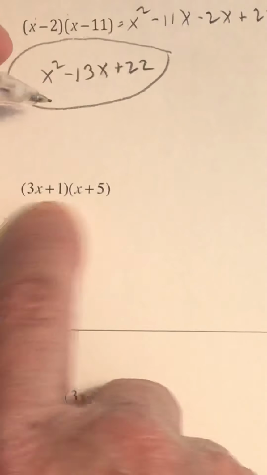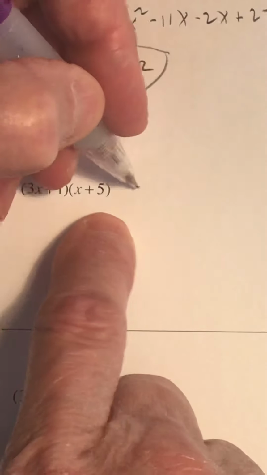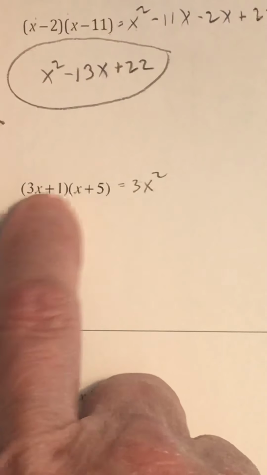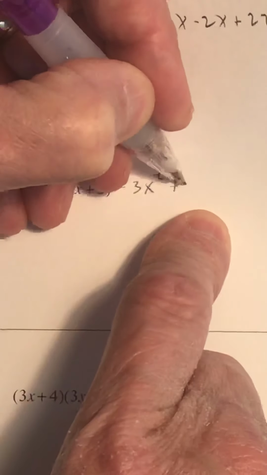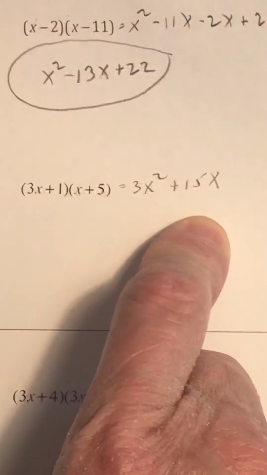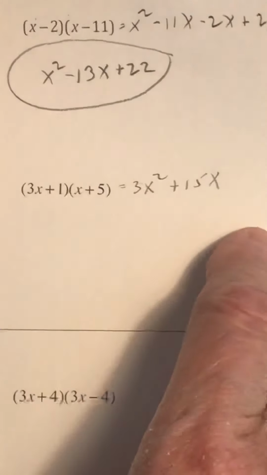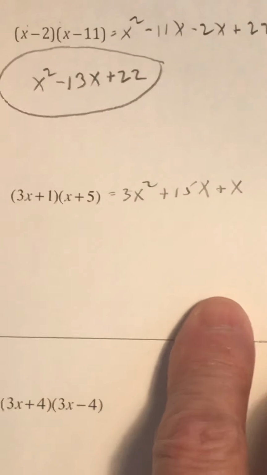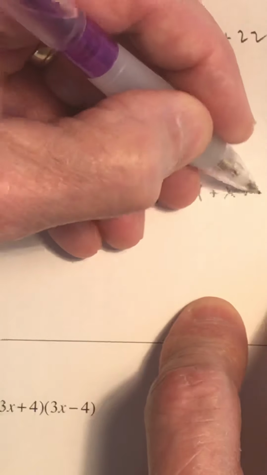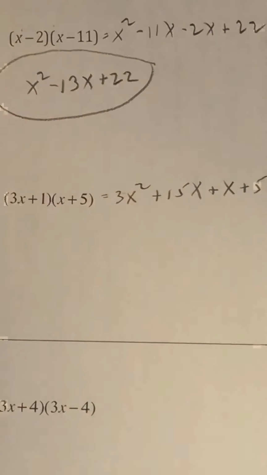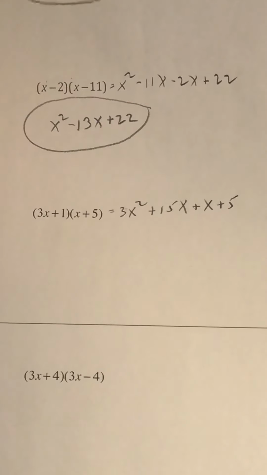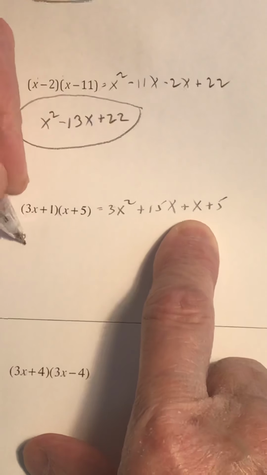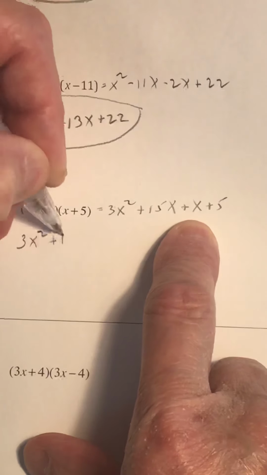So as we go left to right again, 3x times x, 3x squared, then 3x times 5, 15x, and then 1 times x, 1x, and 1 times 5 gives us a plus 5 at the end. Now we can collect the like terms. 15x and 1x, that'll make 16x in the middle.